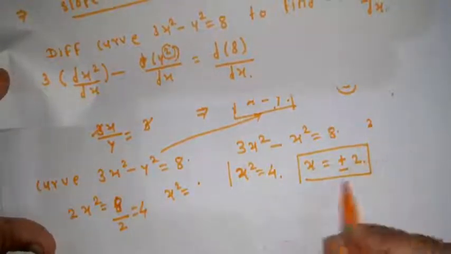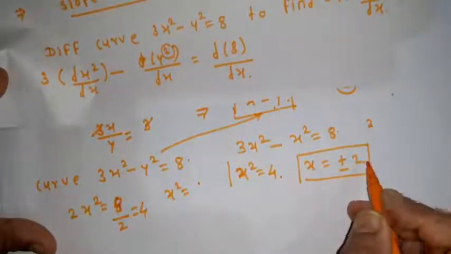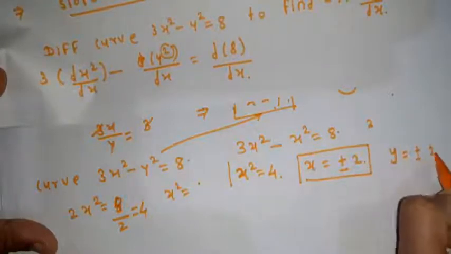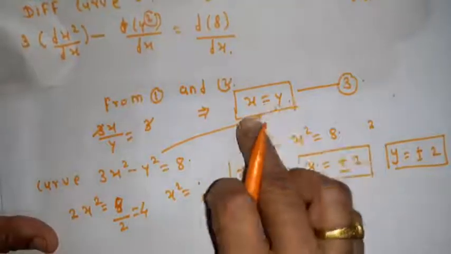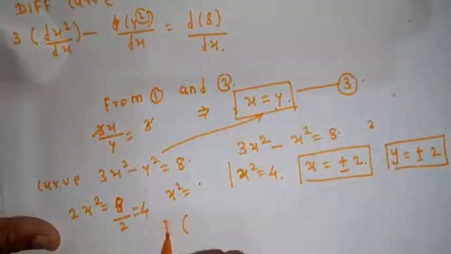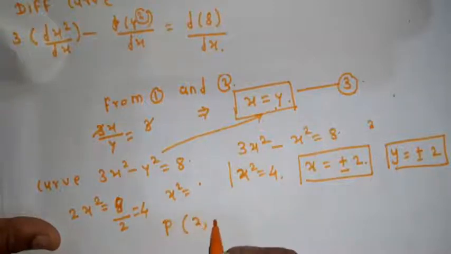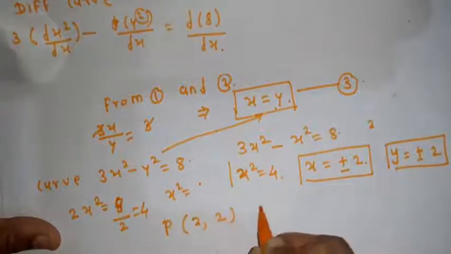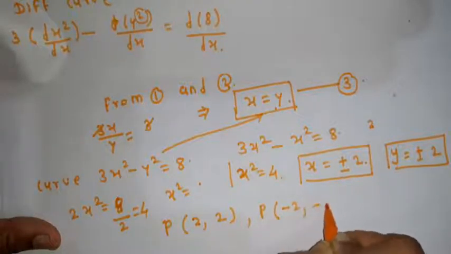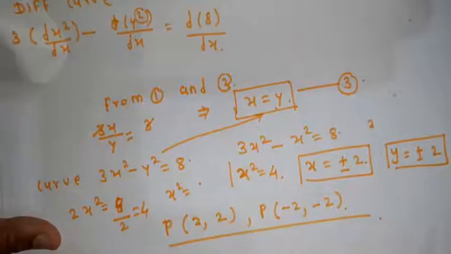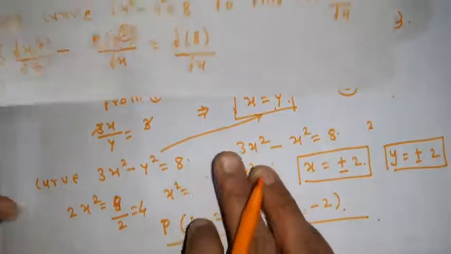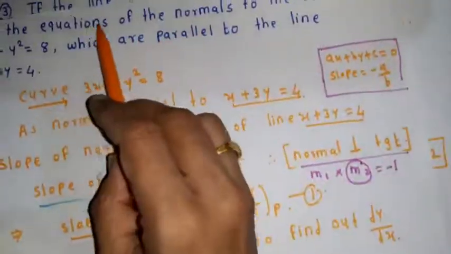Now we have the points, that is x equal to plus or minus 2, and y is also plus or minus 2, because from this equation x equal to y. That means the point P is 2, 2, x equal to y, and another point is also minus 2, minus 2. These are the points.